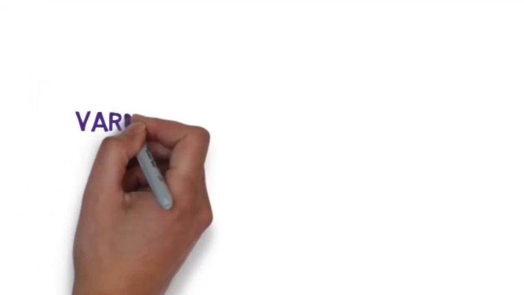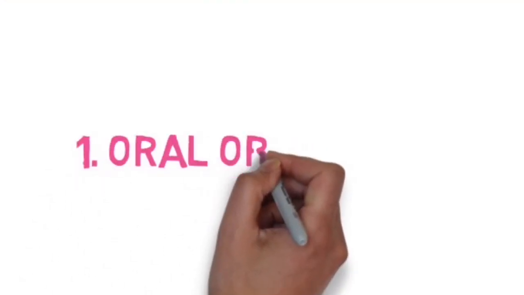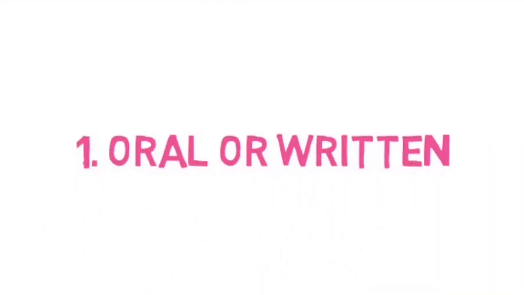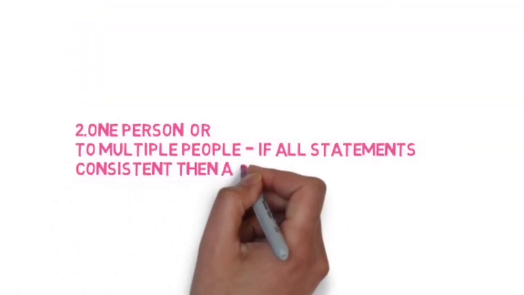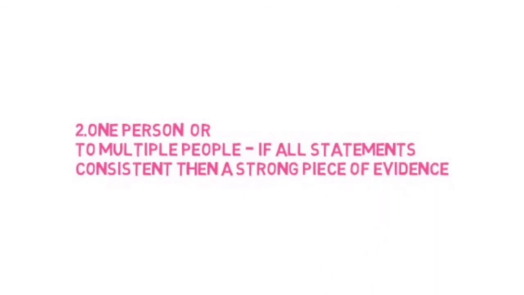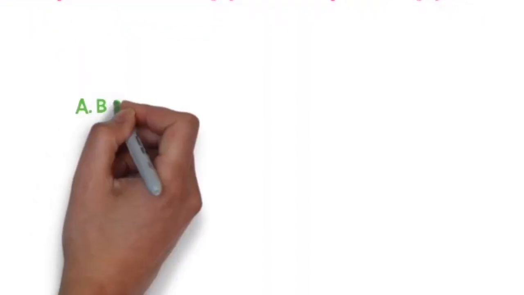Let's see the various aspects of dying declarations which are regarding the cause of death. Number 1. Dying declarations regarding the cause of death can be oral or written. Number 2. The statement may be made to either one person or to multiple people. And if the statement is made to multiple people and all those statements are consistent, they're the same, it can be a very strong piece of evidence. Number 3. If the statement is written, then it has to fulfill certain conditions to be utilized as evidence in a court of law. Let's see what these conditions are.